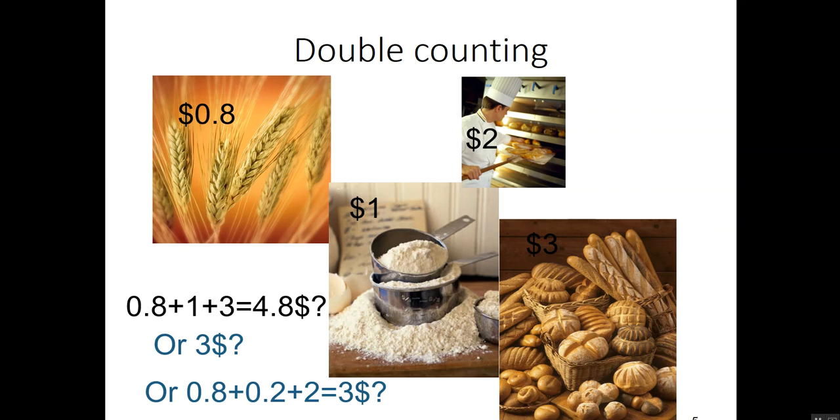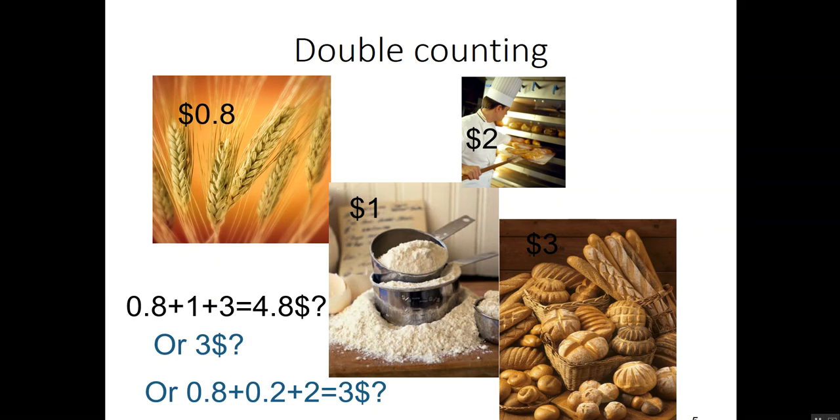Now I want to ask you to calculate the value of my output. Do you want to use the first method, 80 cents plus $1 plus $3, equal to $4.80? Or do you only look at the value of the loaf of bread, $3? Or do you use 80 cents plus the value gained from turning wheat into flour, 20 cents, plus the labor and other materials, $2, and you end up with $3?